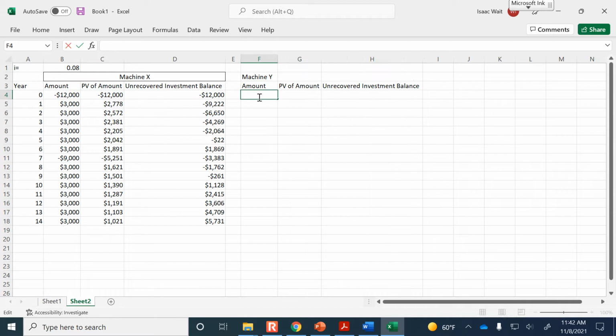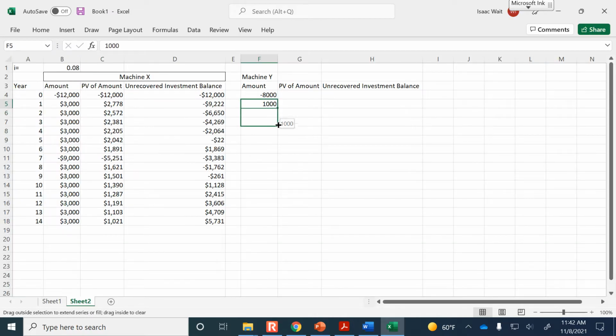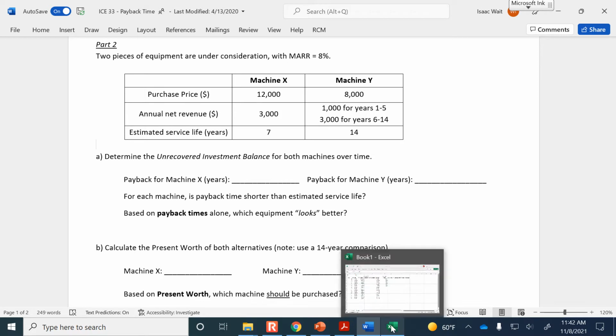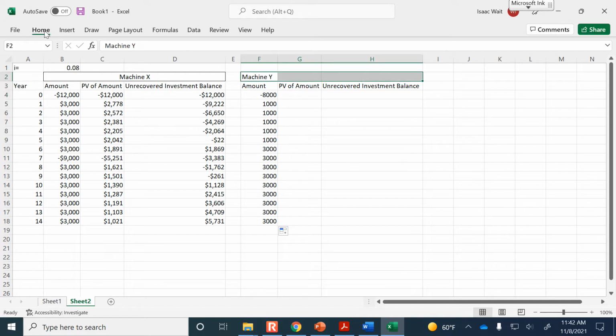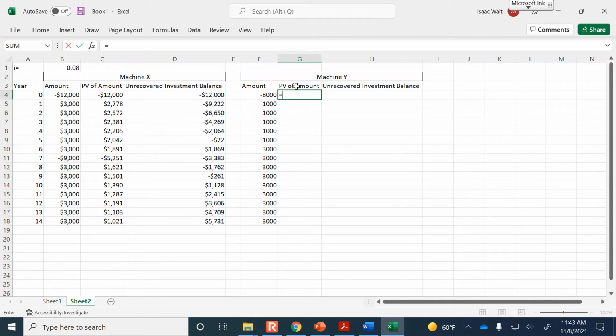All right. So the amounts for machine Y is an $8,000 initial cost, and then $1,000 in years 1 through 5. So here's year 1, 2, 3, 4, 5. But then, for whatever reason, this equipment really starts to get useful and generates $3,000 a year for the remainder of its life. So $3,000 in years 6 through 14. Okay, so let me just wrap this, give it a border. All right, PV amount.